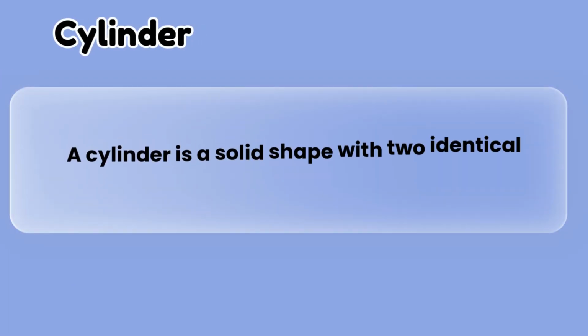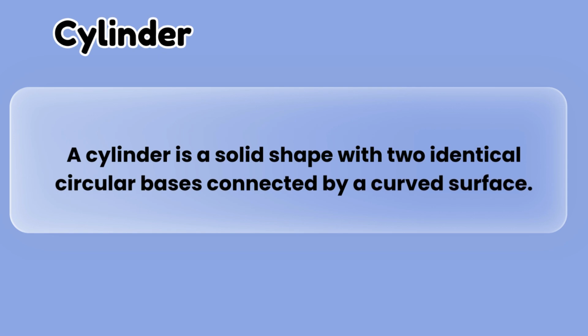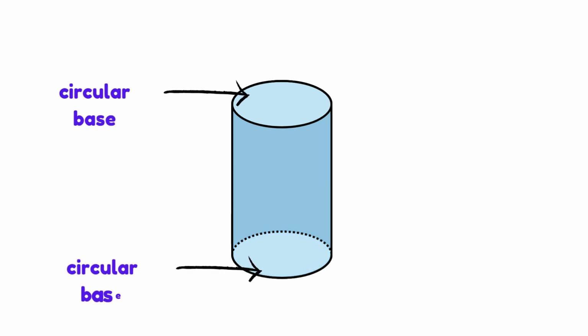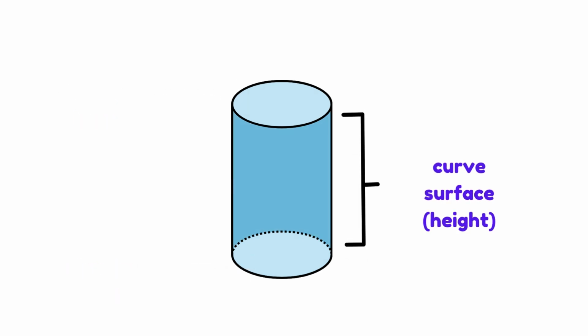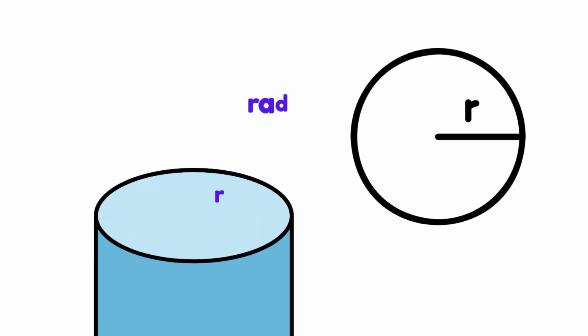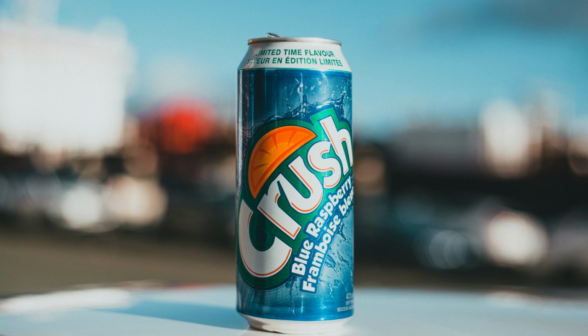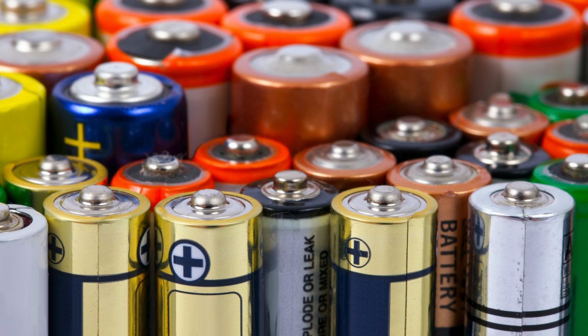A cylinder is a solid shape with two identical circular bases connected by a curved surface. This is a cylinder. It has two circular bases, one at the top and one at the bottom. The bases are round and perfectly circular. The sides are straight, connecting the two bases. The radius is the distance from the center of the base to its edge. Its volume is calculated using the formula V equals pi r squared times height, where r is the radius of the base and h is the height. Real-life examples of these are soda cans, water tanks, pipes, batteries, and gas cylinders.